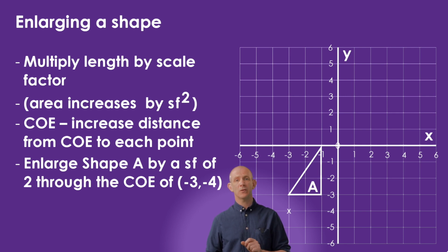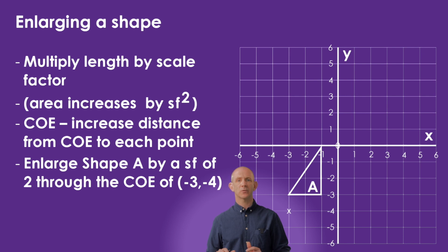The COE, or centre of enlargement, is where the enlargement is projected from if one is given, which may not always be the case. Here, we're asked to enlarge shape A by a scale factor of 2 through the COE of -3, -4. The centre of enlargement is just here.